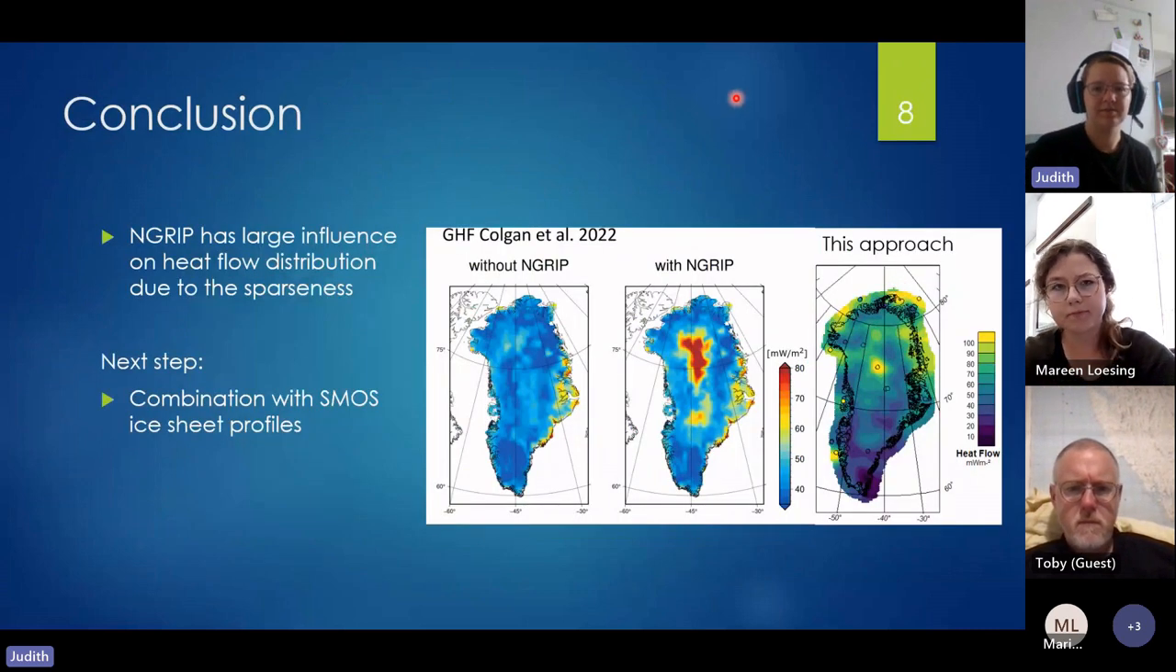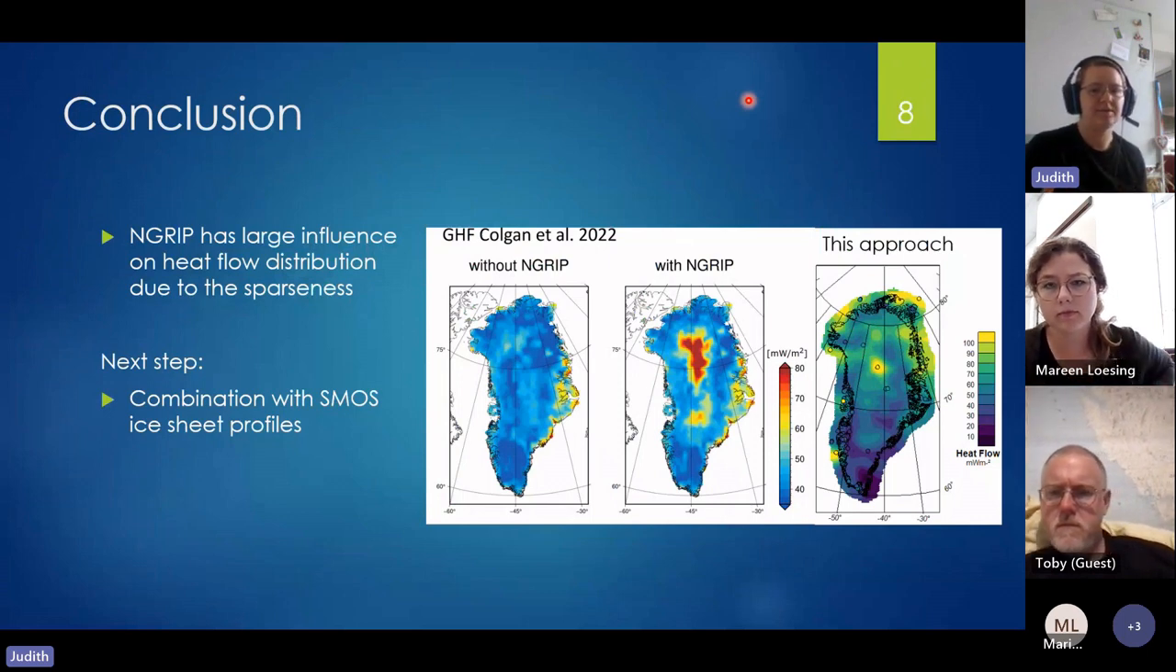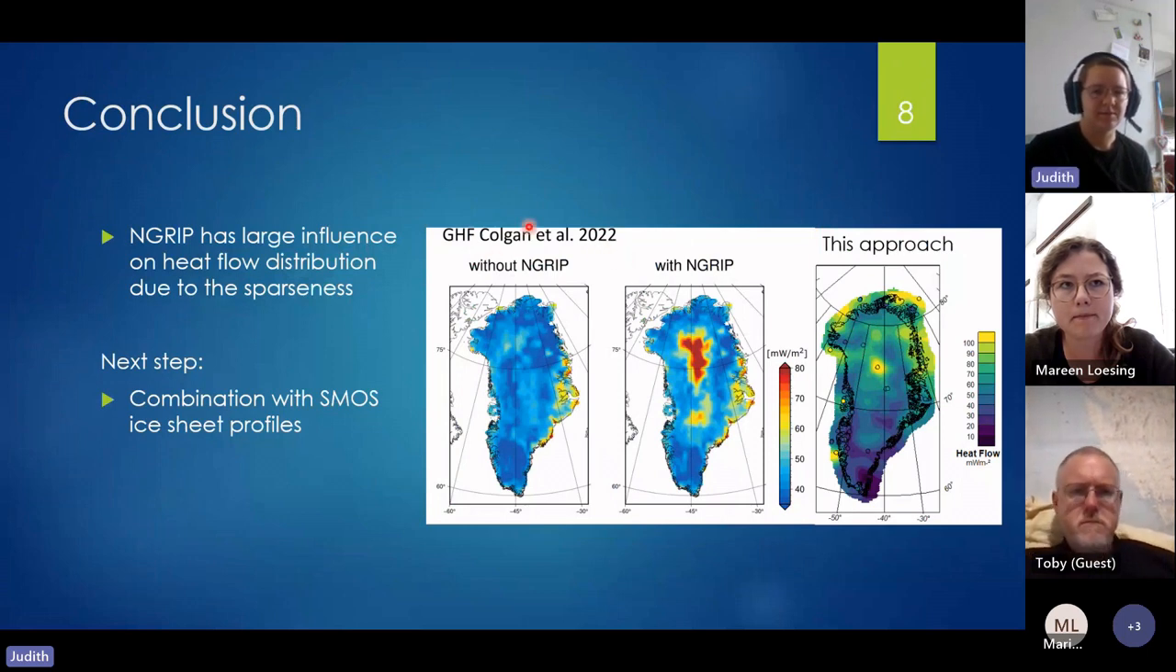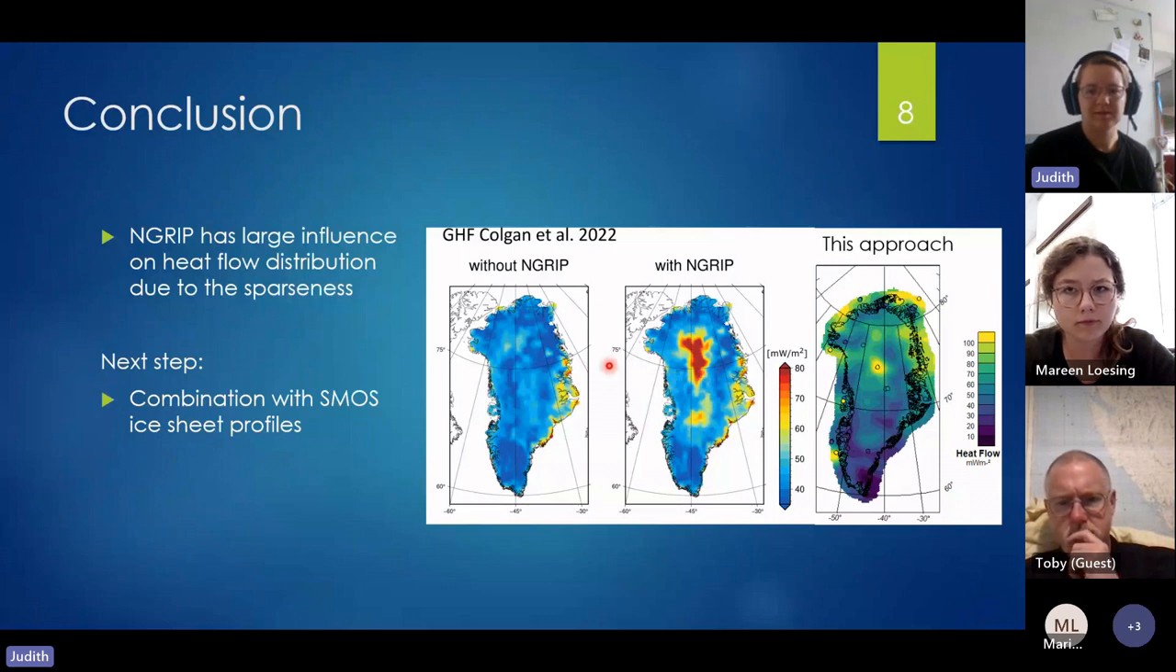So to conclude, we see that the N group point has a large influence on our heat flow distribution due to the sparseness of the data, which can also be seen in previous models, for example, from Kogan, where we also get a cold model without the N group point and a warmer model with the N group point. This is based on machine learning. In comparison to our final result, we see that it's in between. It's not as warm as the warm model, but still has some influence of the N group point.